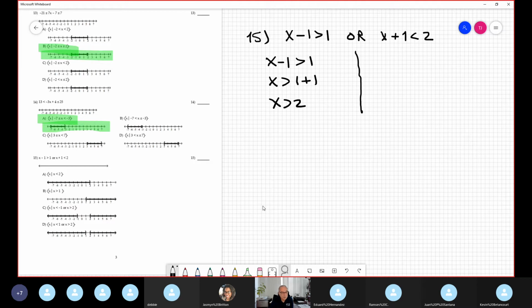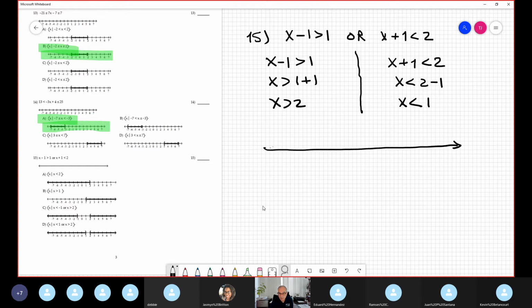Done. I did the first one. The second is x plus 1 less than 2. x less than 2 minus 1 is 1. Okay, now the last part, graphic. And keep in mind that now it's OR. And OR, what does OR mean? OR is put together without repetition. It's a union. So negative infinity, 0 in the middle. This is 1 and this is 2.